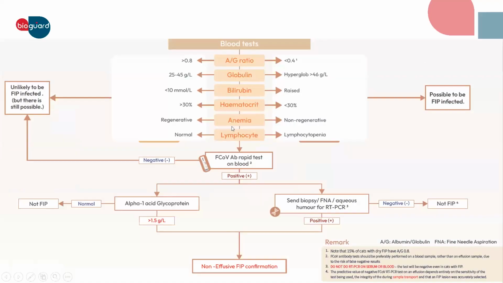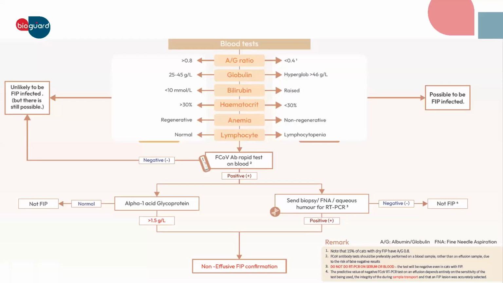Other than that, we can also check if there is a sign of anemia or lymphocytes, because as I say, FIP spreads in various ways through the lymphatic system or through the bloodstream, where these kinds of conditions can also occur. Having these clarifications combined with the other parameters that we discussed, the different protein parameters, indicates a possibility of FIP infection.